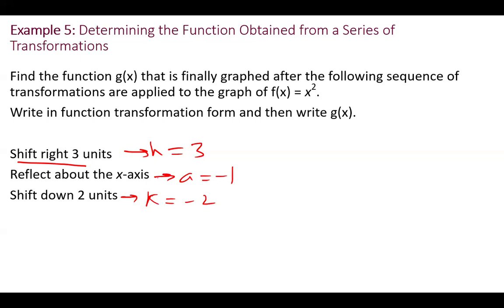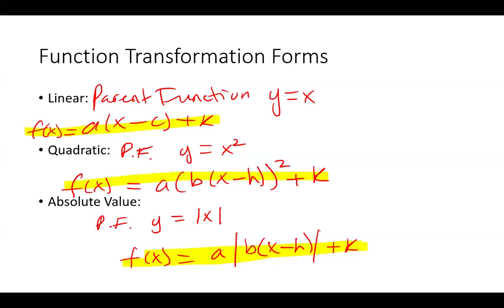Now that I have all of what they are, I'm going to go back here really quick, and I'm using the quadratic. I'm going to plug in what I know. Does that make sense? I know my a. I don't have a b, so do I have to worry about it? No. I know my h and I know my k, so I can plug in my function. Does that make sense?